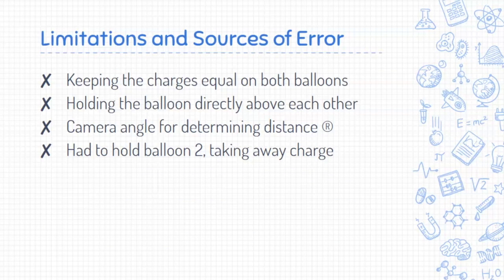While this experiment proved to be fairly accurate, there were limitations and sources of error. The first was trying to keep the charges equal on both balloons. In our equation, we used Q to be the same number, but this may not have been the case since it was hard to get the exact number of charge on each balloon. The second was trying to hold the balloon directly above each other so that they feel the maximum electric force. Thirdly, the camera angle for determining distance r was hard to keep consistent. And lastly, while holding balloon number 2, this may have taken away some of the charge on the balloon.